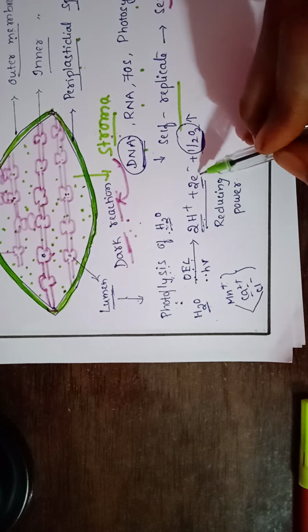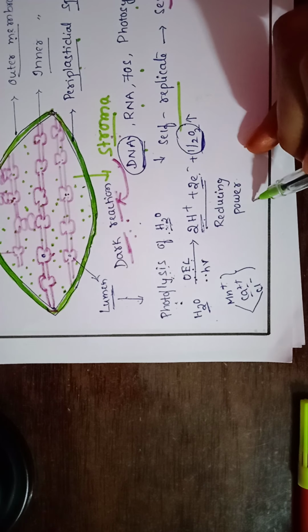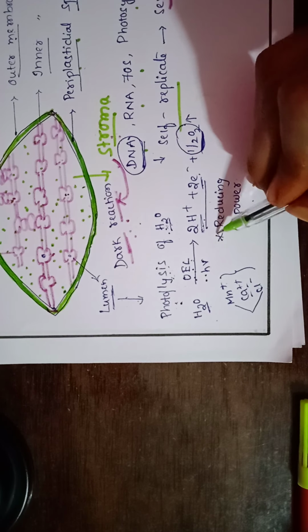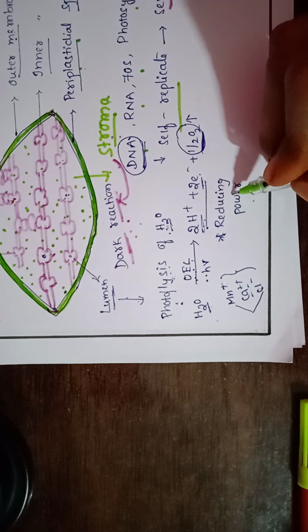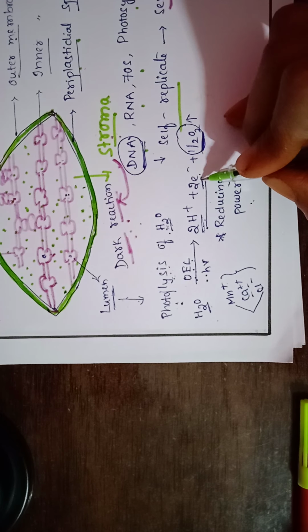Protons and electrons are together called the reducing power. This is the important point you have to remember. Reducing power represents protons and electrons.